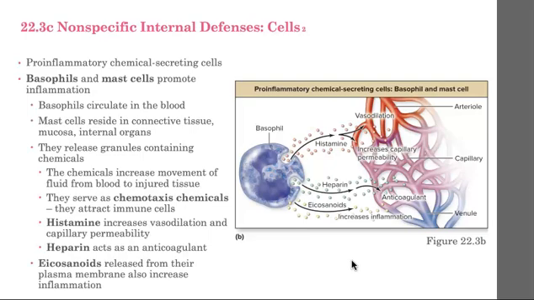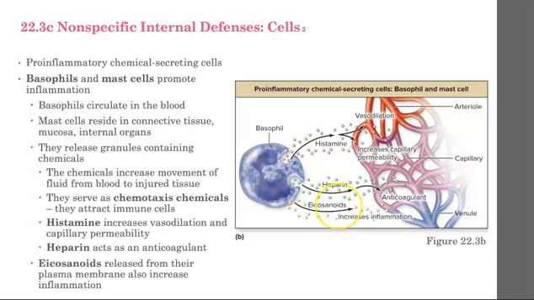The next category will include our pro-inflammatory chemical secreting cells, so our basophils and our mast cells, which will promote inflammation. Our basophils circulate within the blood, and our mast cells are the ones that reside within the connective tissue, our mucosa, or in certain internal organs. And both of them can release granules containing chemicals. These chemicals help increase movement of fluid from the blood to the injured tissue. So this is going to be a mechanism that comes into play when we discuss inflammation later on as well.